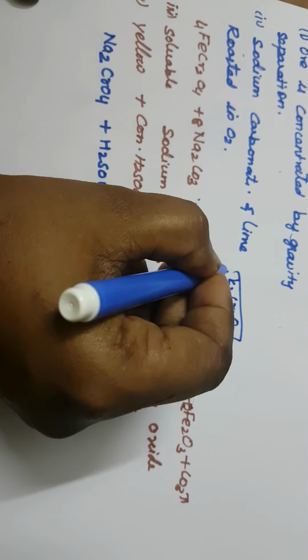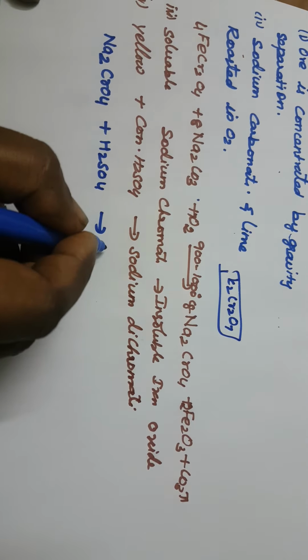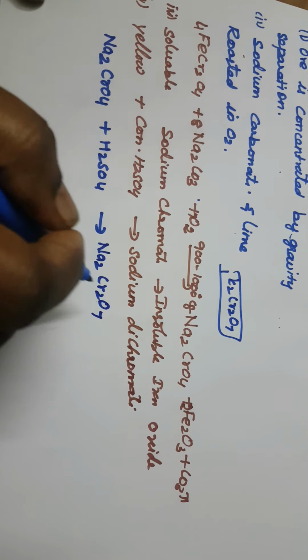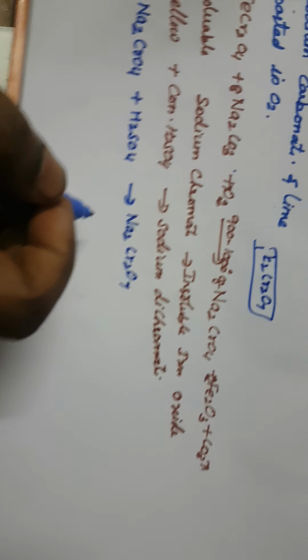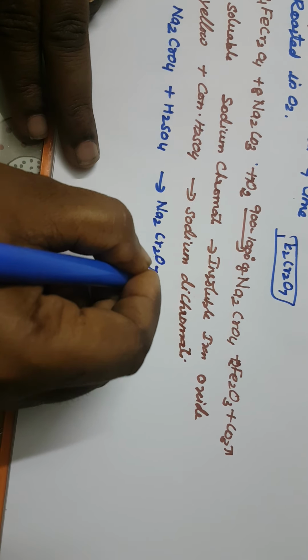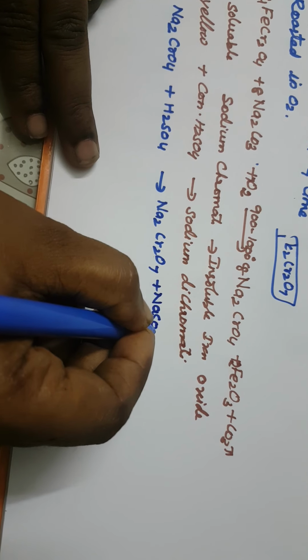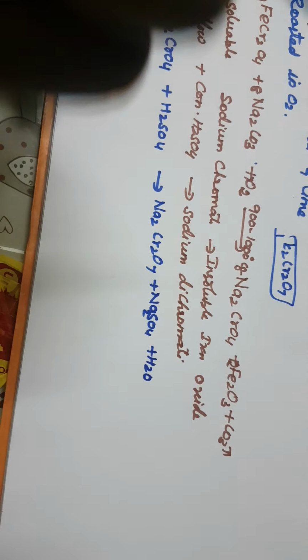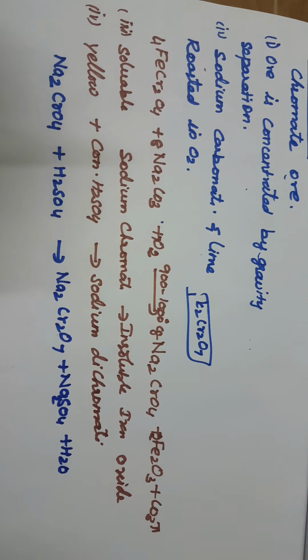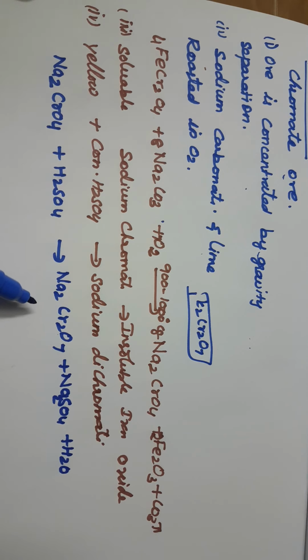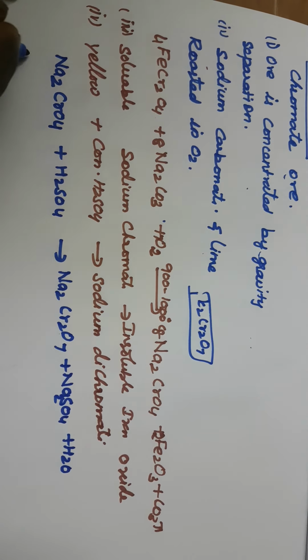We already studied this equation. Instead of potassium here, it is Na2Cr2O7, sodium dichromate. It is orange red color. After that, it forms along with sodium sulfate, Na2SO4, and H2O. So this is another equation. Sodium chromate with concentrated sulfuric acid gives sodium dichromate. This is yellow color.